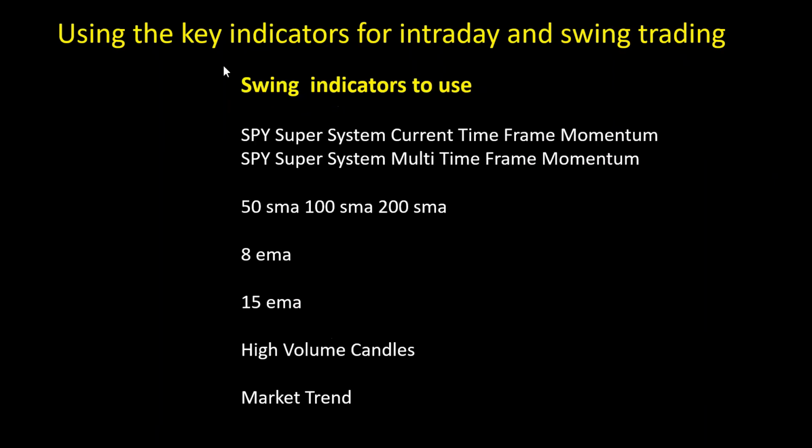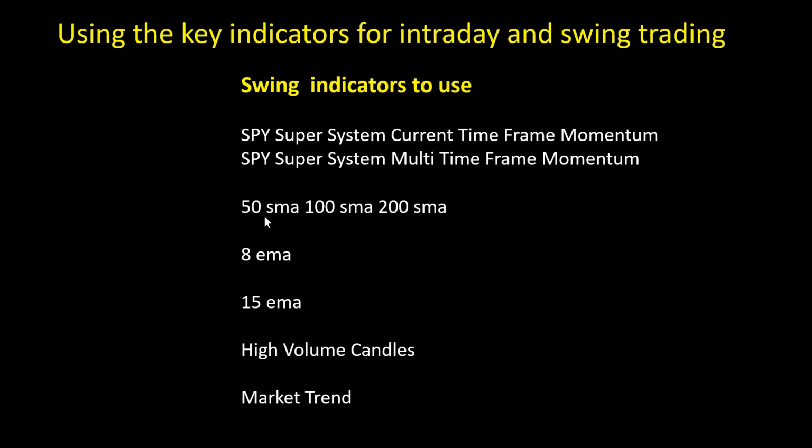Now, indicators for swing trading, right? These are the swing trading indicators to use, and I mentioned this already. The SPY Super System current time frame momentum and the SPY Super System multi-time frame momentum on a daily chart, right? On a daily chart, they must agree. They must be both bullish or bearish. They don't have to be the same color, but they both have to be bullish or bearish, right? Both of them. And keep in mind, everything is being used with the daily chart.